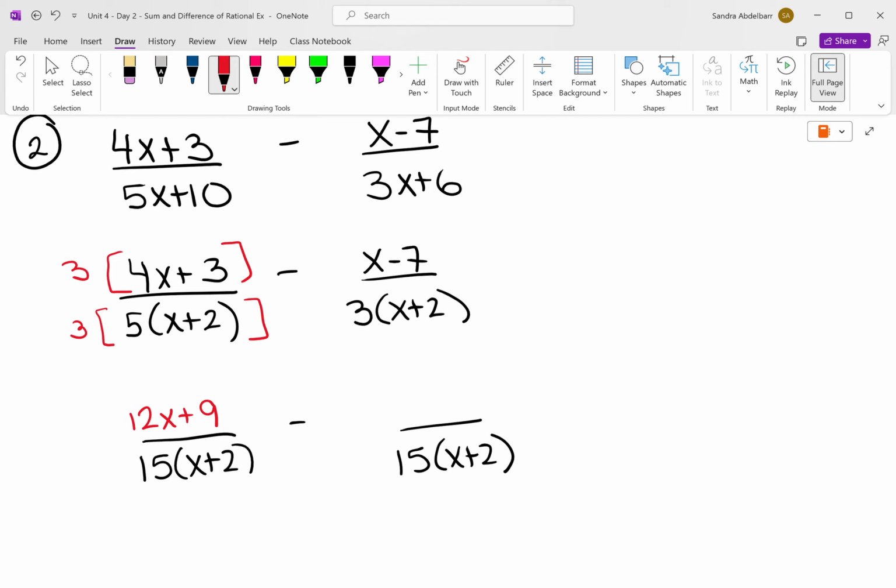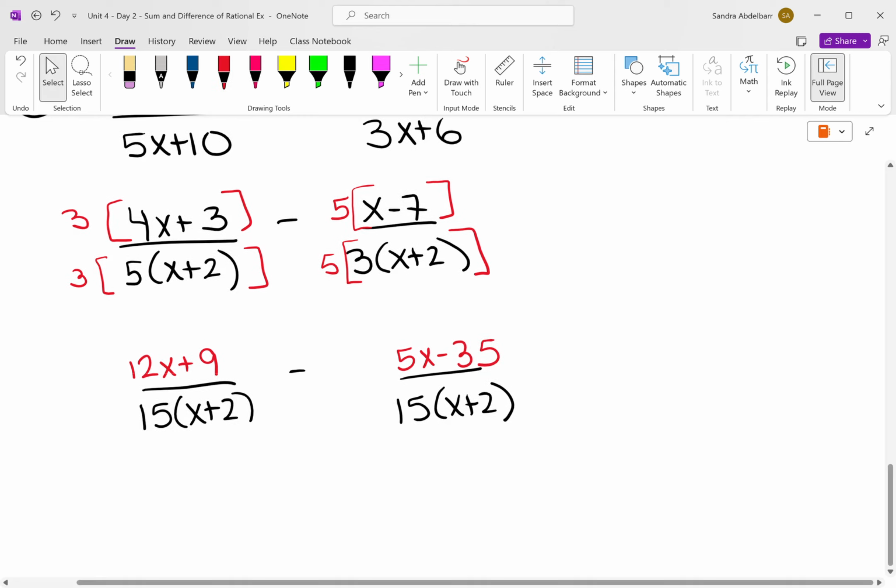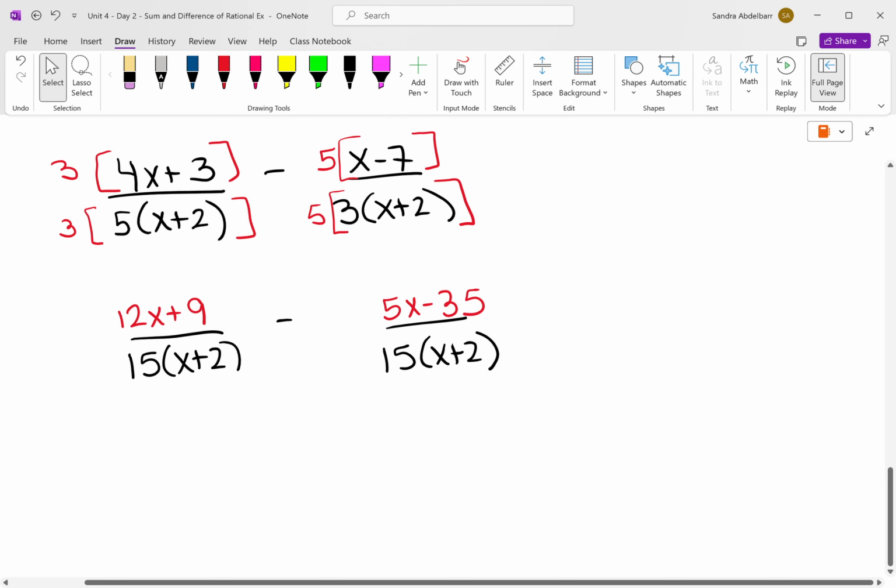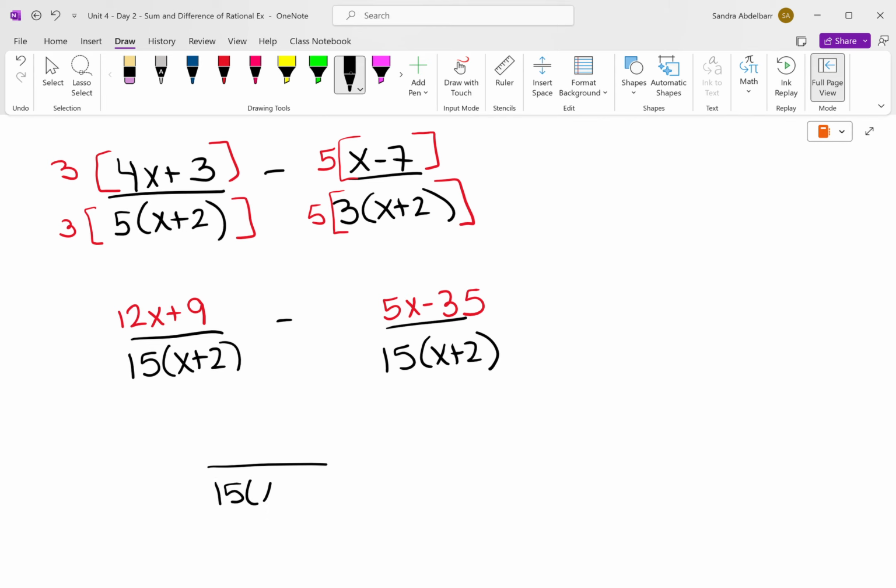Now, in the second fraction, again, I need to make this denominator into 15 times the quantity of x plus 2. I already have the x plus 2 and I have a 3, so I need to multiply it by 5. And we're going to end up with 5x minus 35. All right, now we have a common denominator of 15 times the quantity of x plus 2.